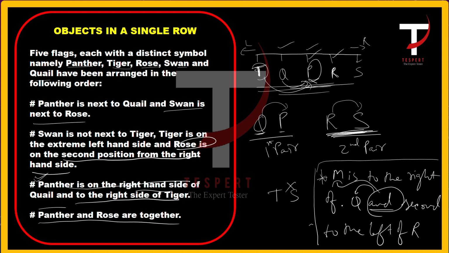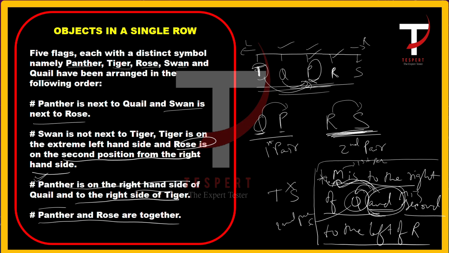So here M is the first person, right? First person, and Q is the second person. So "and" refers to whom? "And" refers to the first person. So the literal meaning of this is M is to the right of Q and M is second to the left of R. So "and" refers to the first person.